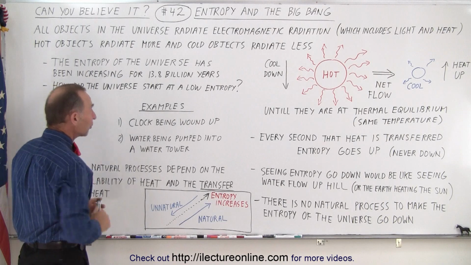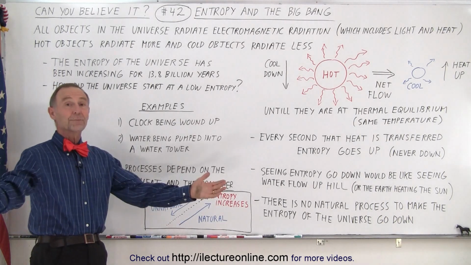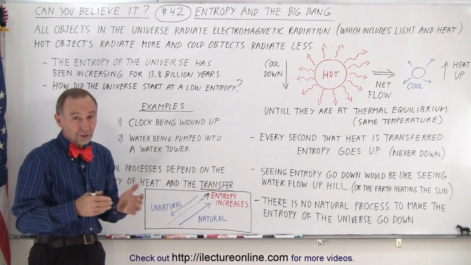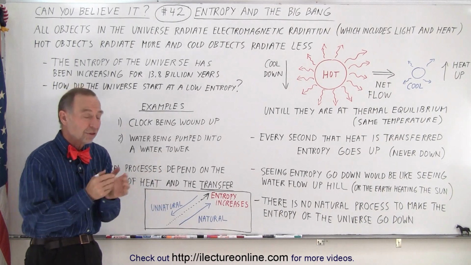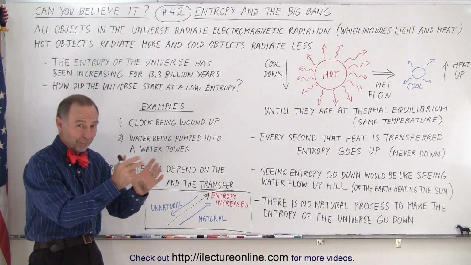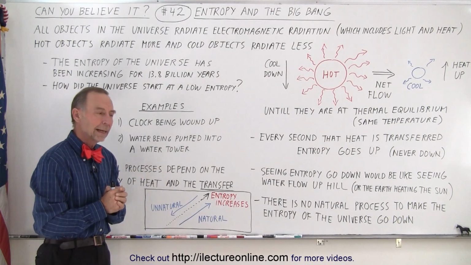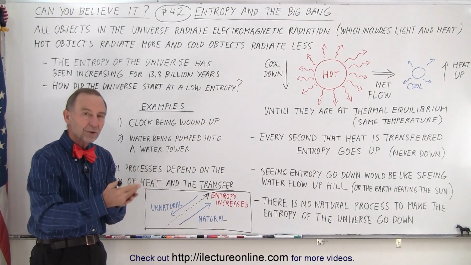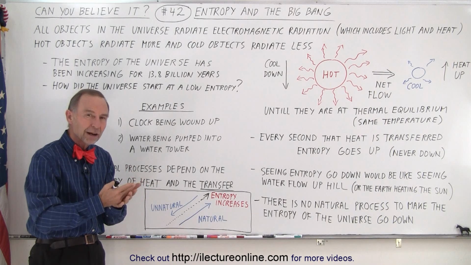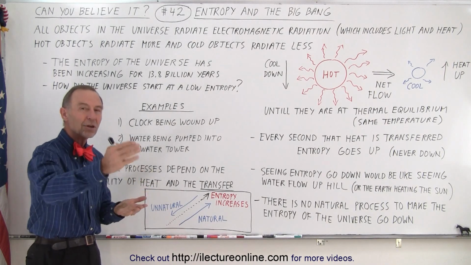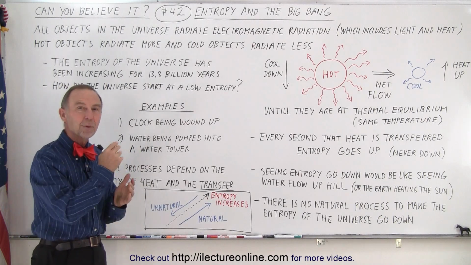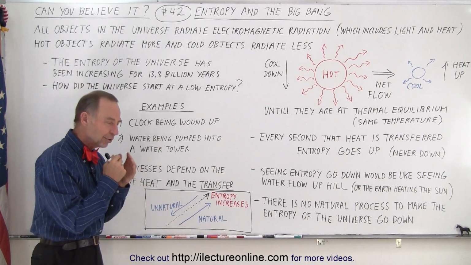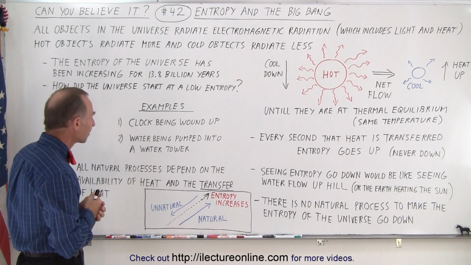So the entropy in the universe has been increasing for the last 13.8 billion years. The universe is approximately, as far as we know, 13.8 billion years old since the beginning of the universe, since the Big Bang as we know it. And so entropy has been increasing every second, every year, every millennia. For millions of years and billions of years, entropy has simply been increasing every moment of the universe's existence.